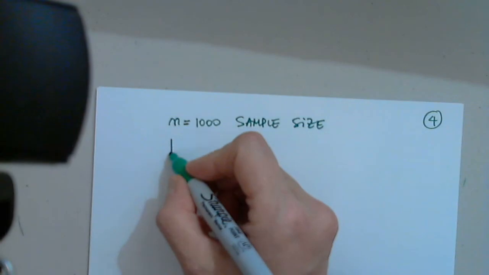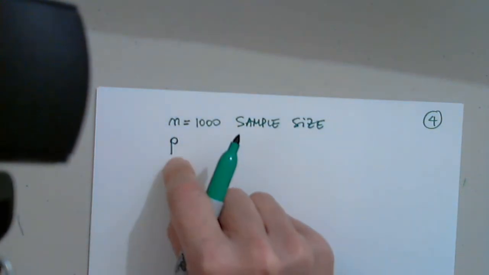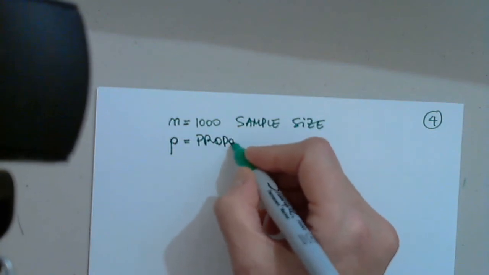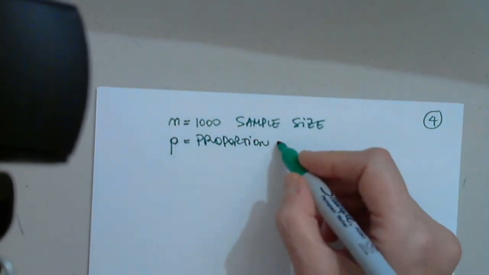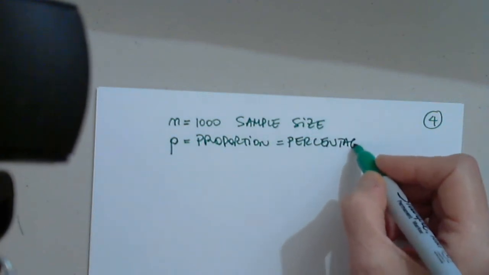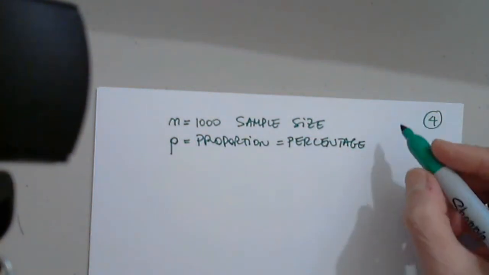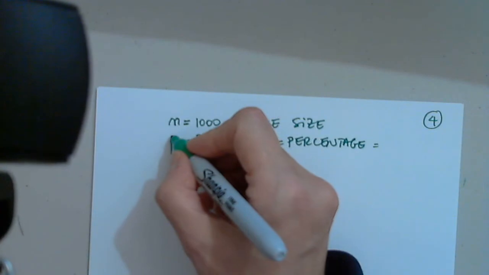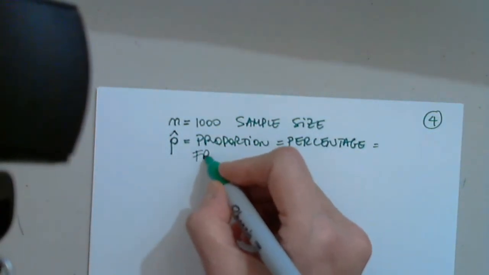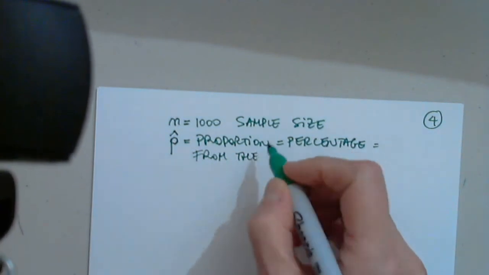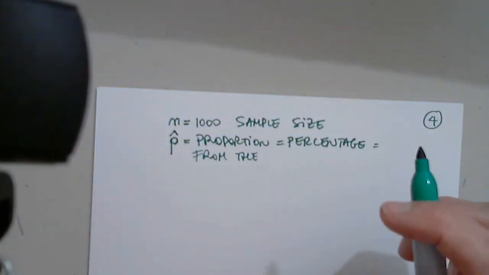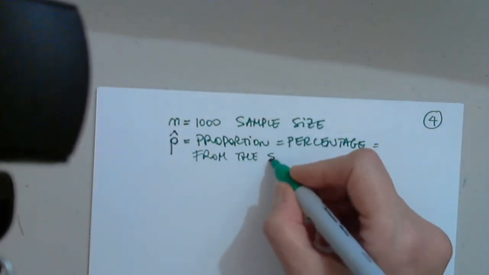Okay, so you will see that this is denoted by lowercase p, and this is a proportion, or percentage, and this will be basically denoted by p hat, coming from the sample. You don't have to do this right now. I'm just giving you the heads up on what follows next.